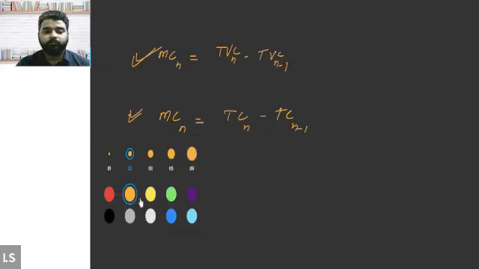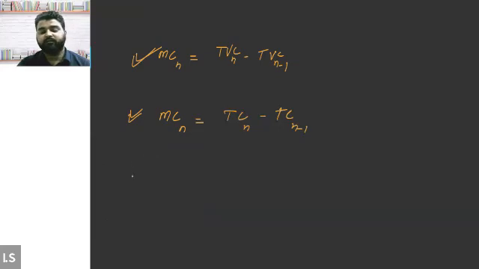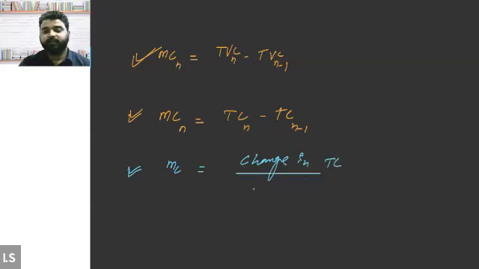Now, one more formula is there which is a little different, and it is applied in a different kind of situation. The third formula for calculating marginal cost is MC equals change in total cost divided by change in quantity, change in units, or change in output. So this is the formula.